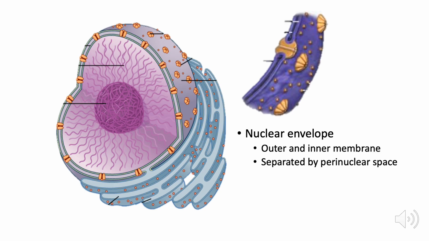As mentioned a while ago, the nuclear envelope has 2 membranes. We will name them the outer and inner membranes. And these outer and inner membranes are separated by a space. That space is called the perinuclear space. The term peri means surrounding. The space is actually surrounding the nucleus. That's why it's called perinuclear space.